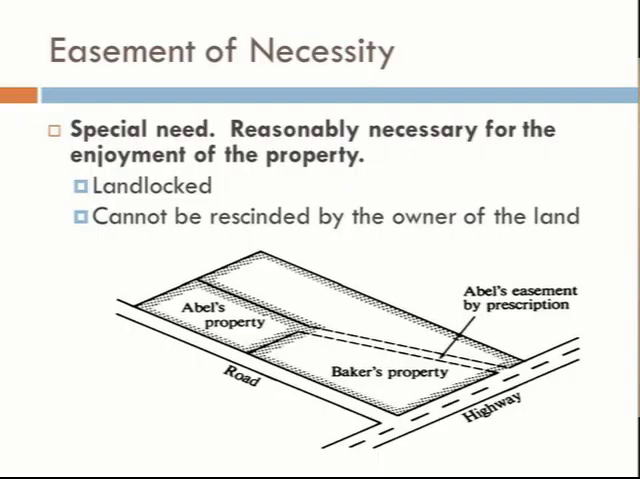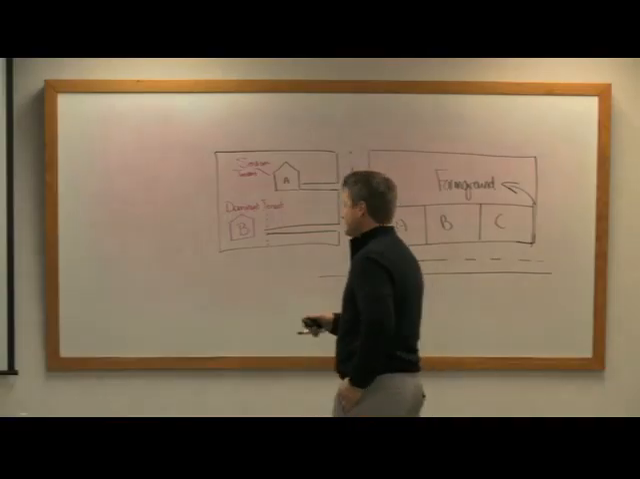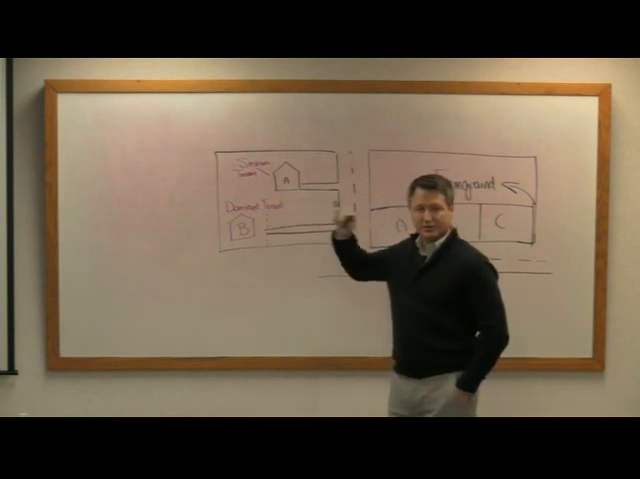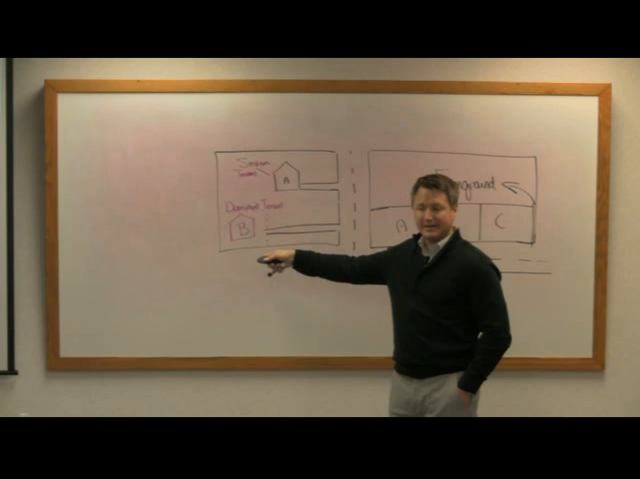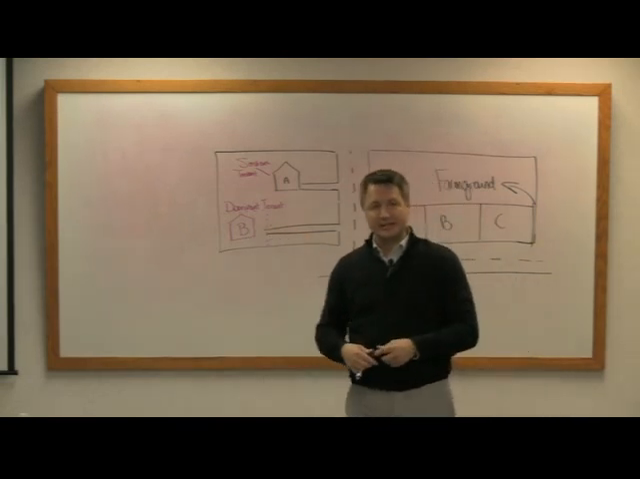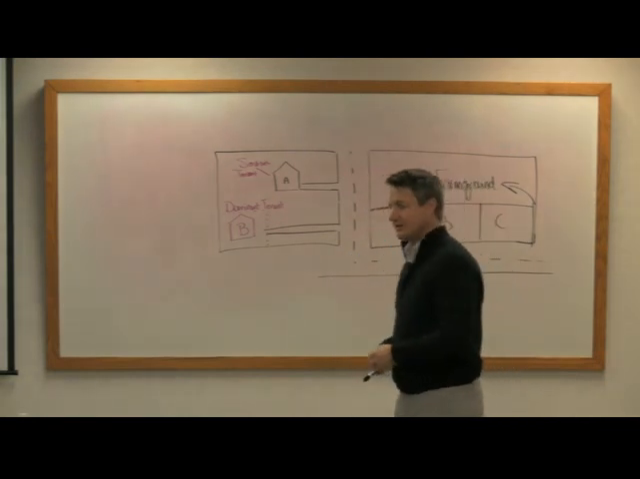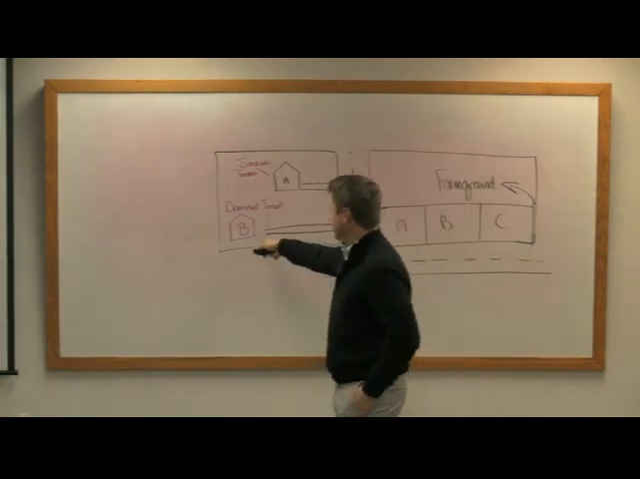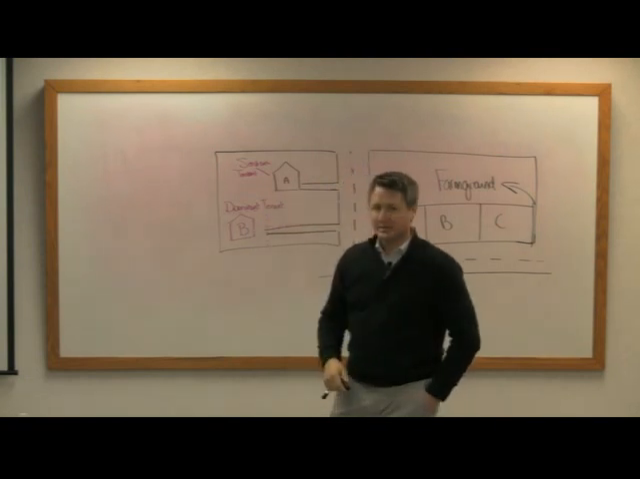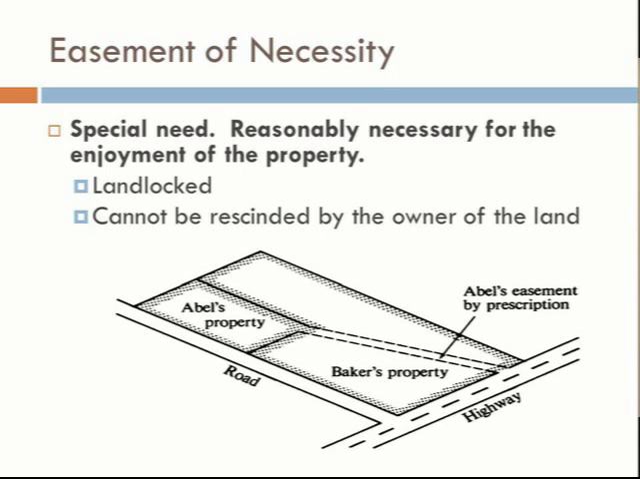An easement by necessity is when an easement is given for a special need or special purpose. Typically, it's when we have a landlocked property like this one when it was sold. This would be an example of an easement by necessity. B, when they purchased, needed a driveway, so that was granted. This property was landlocked. They received this easement of necessity. It can't be rescinded by the owner, by A. A cannot rescind that.